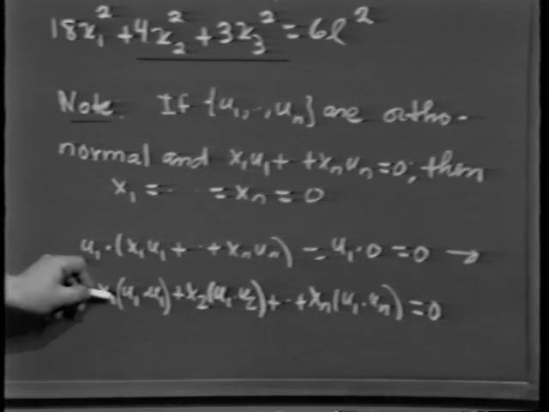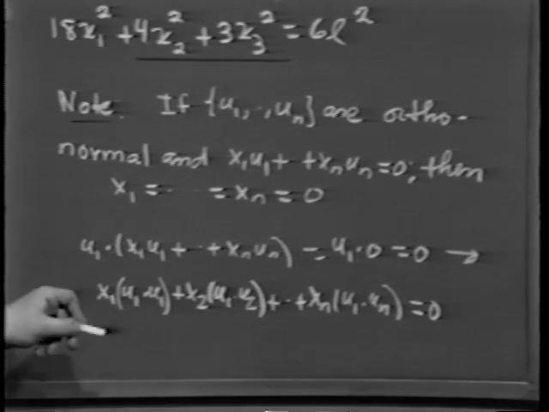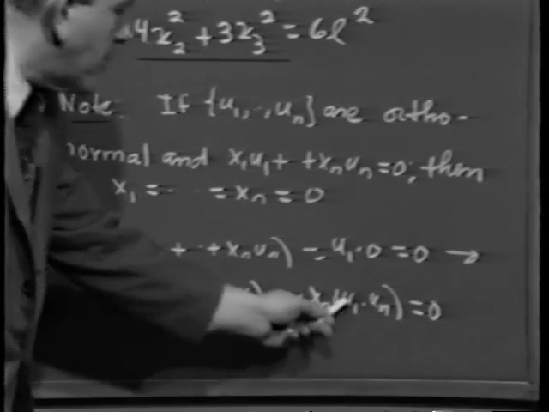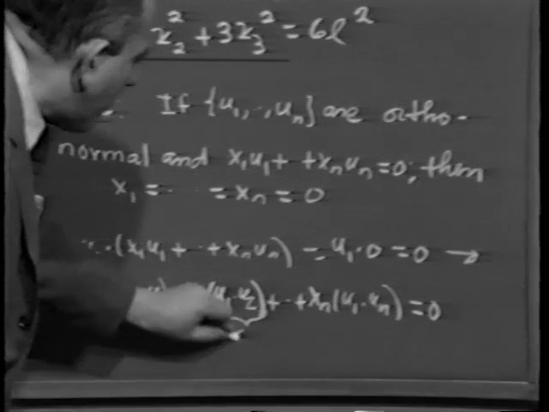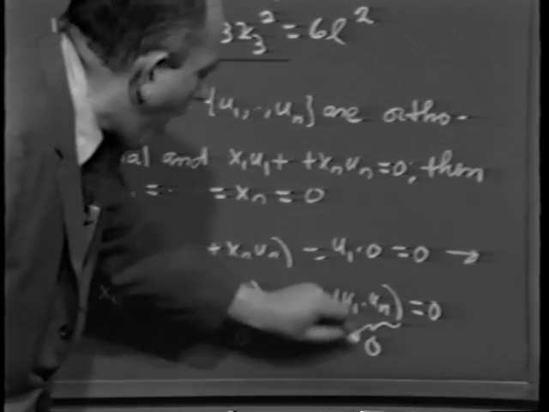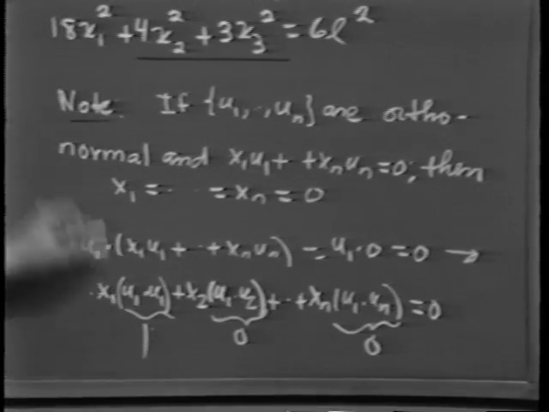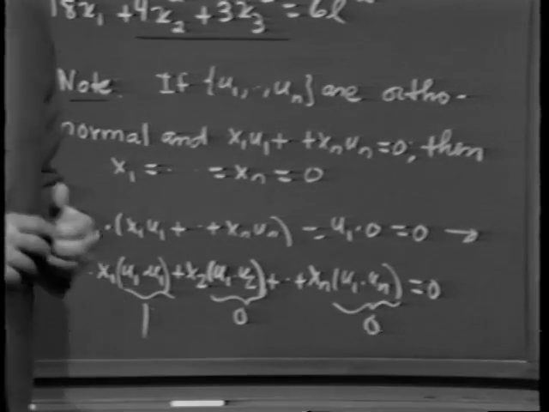Notice that this term gives me x1 times u1 dot u1. The next terms are what? u1 dot u2 up to u1 dot un. By the property of being orthogonal, all of these products are 0. Consequently, this scalar times x1 must be 0. Consequently, x1 itself must be 0.